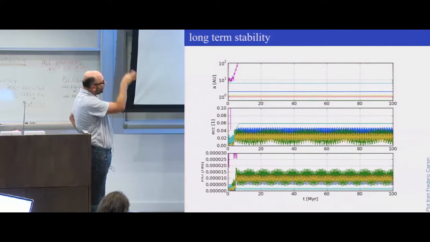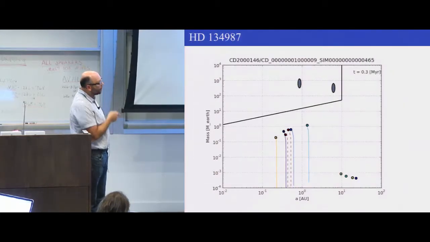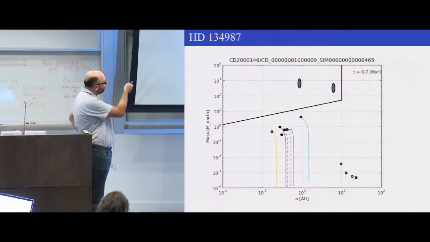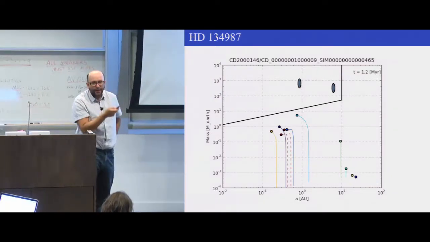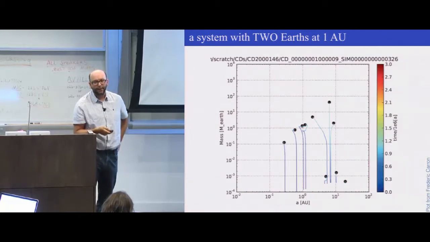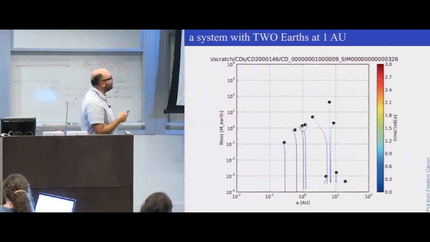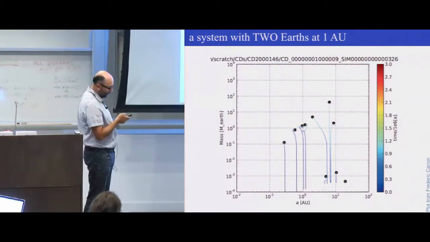The only difference between these two models is just the initial conditions. Here we assume some disk mass and some disk lifetime, and here we have another disk mass and another disk lifetime. So this gives you some idea of the diversity of planetary systems you can obtain just by changing the initial conditions.